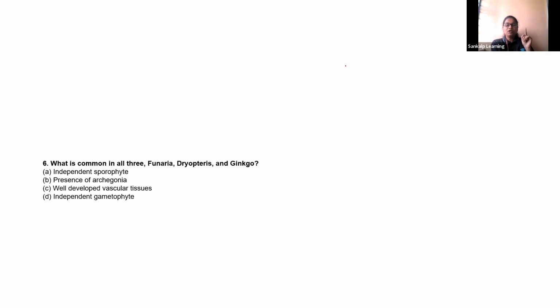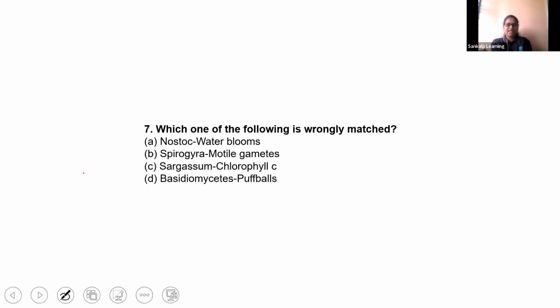So these are not common characteristics. The common one is the female sex organ, archegonia. So that is a common character. So option B is a right answer there. Option B is a right answer. Be fast. Next question.